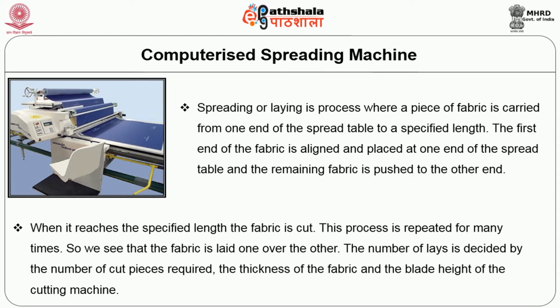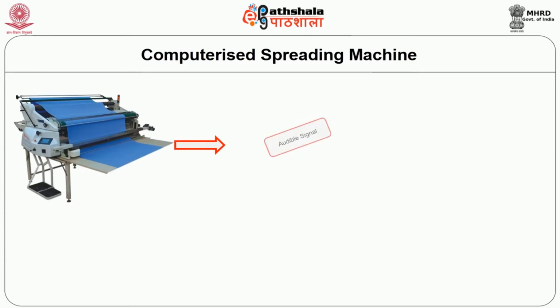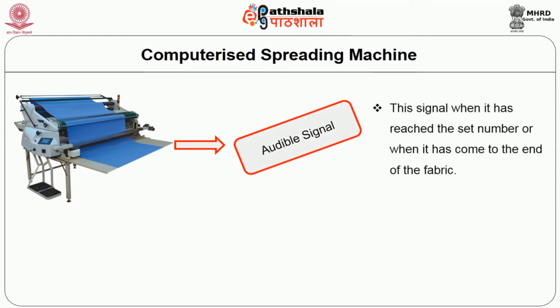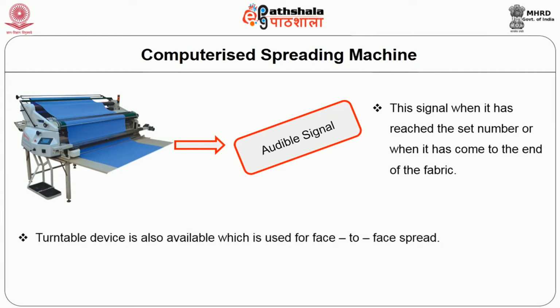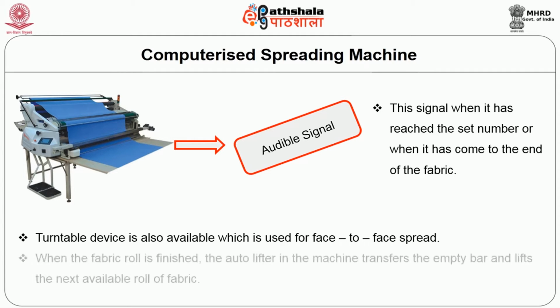The number of layers of fabric is decided by the number of cut pieces required, the thickness of the fabric and the blade height of the cutting machine. The computerized spreading machine can be preset to a number of layers. The machine will emit an audible signal when it has reached the set number or when it has come to the end of the fabric. A turntable device is also available, which is used for a face-to-face spread.